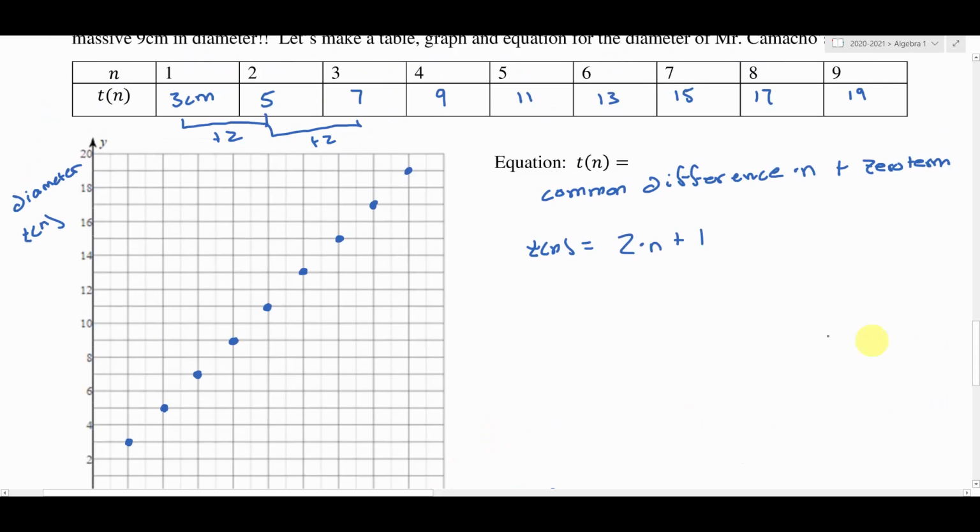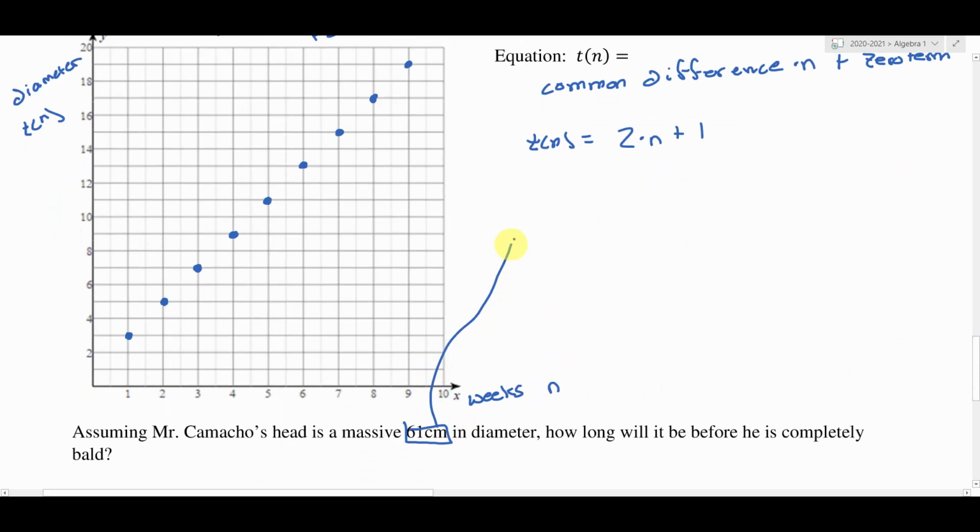So what they're giving me here is a diameter, 61 centimeters. And if I look at my table, I notice the diameters are down here. It's an output. So that means I can take that 61 and plug it in for t of n. So t of n gets replaced with 61, and I can say 61 equals 2n plus 1, just like in the previous problem. And to figure out how long it's going to take, that's what n represents. So the 61 centimeters was t of n, and I need to solve for n.